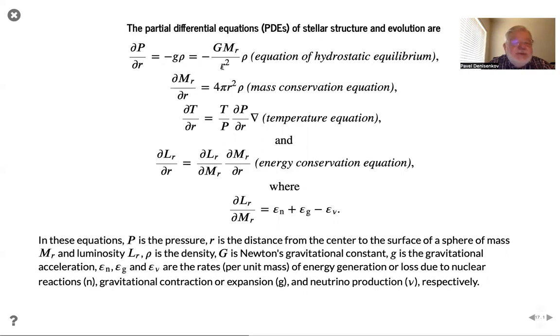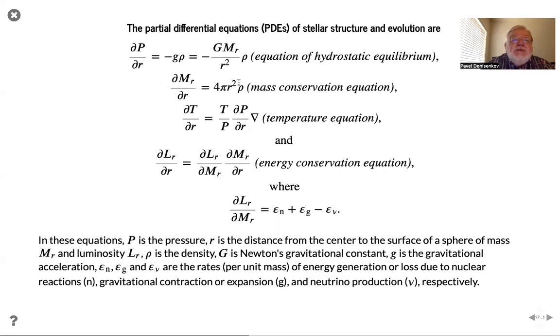Of course, it's important to note that these equations describe a spherically symmetric star, which means that they describe the structure of the star and its evolution only in one dimension. So as an independent variable in this one dimension, we can choose either radius small r or the enclosed mass capital M sub r, which is the mass inside a sphere of radius r. And most stellar evolution codes, including MESA, solve the equations of stellar structure and evolution in 1D.